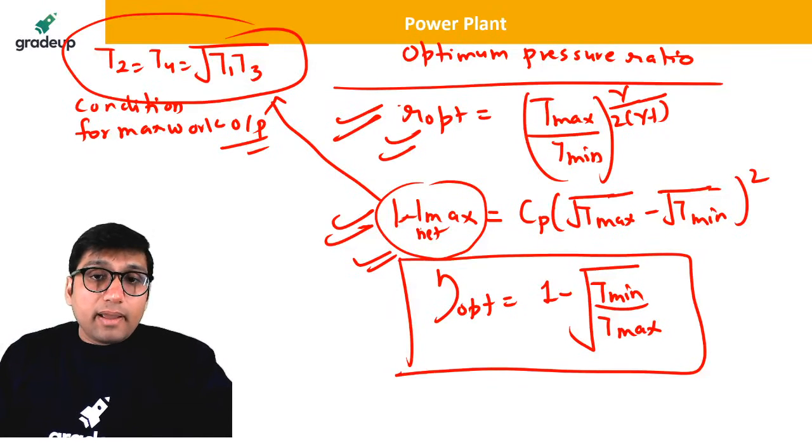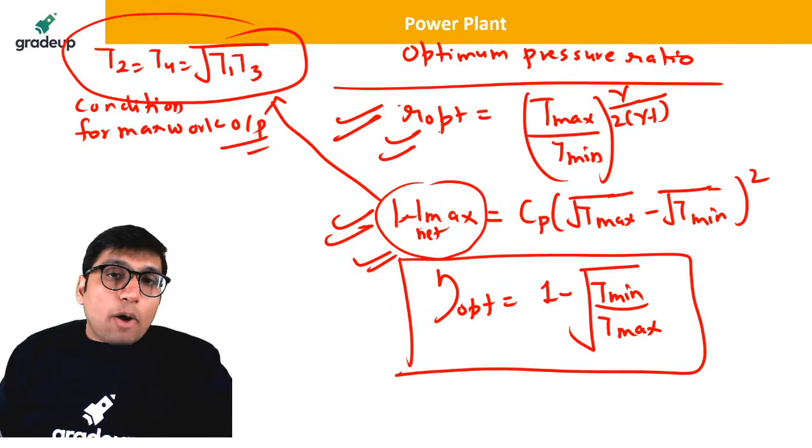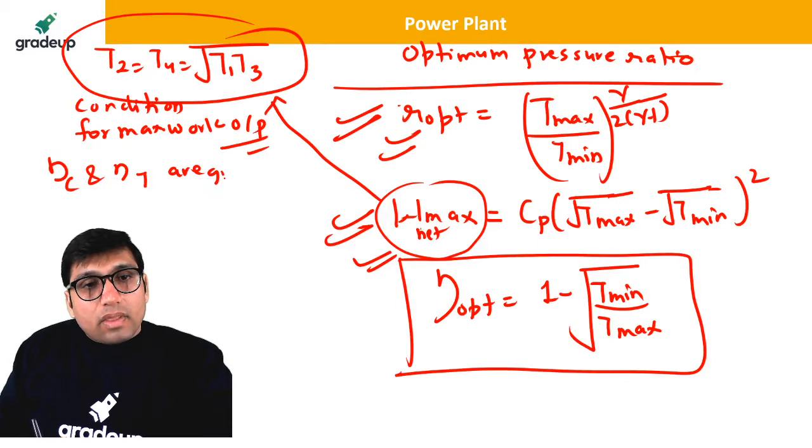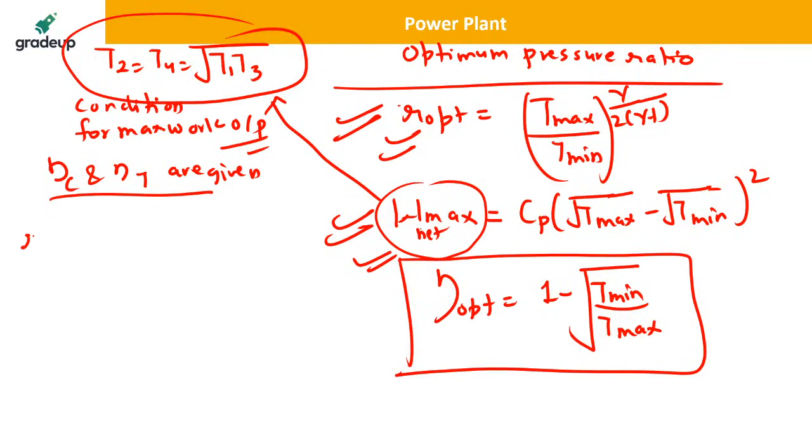One more important thing: sometimes for finding the optimum pressure ratio, they will also give you the compressor and turbine efficiency. If these are given, then how can you find the optimum pressure ratio? In that condition, your optimum pressure ratio will be equal to the compressor efficiency times turbine efficiency times T maximum by T minimum.